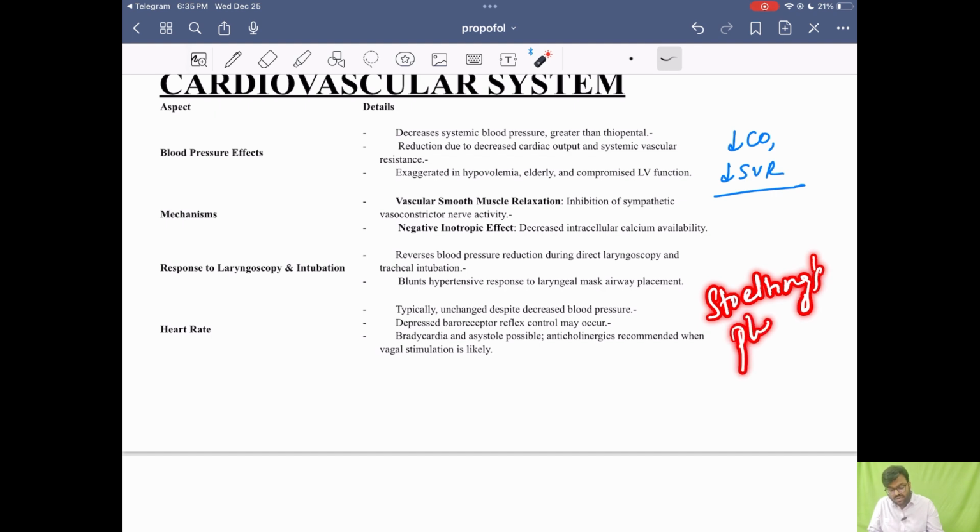The heart rate remains typically unchanged despite such a big fall in blood pressure. But the baroreceptor reflex, which takes place, is definitely depressed by propofol. There is a possibility of bradycardia and asystole. Whenever that happens, anticholinergics are recommended. We give anticholinergics, and we are going to talk about this a little more.